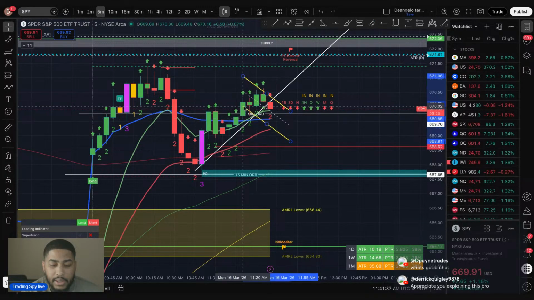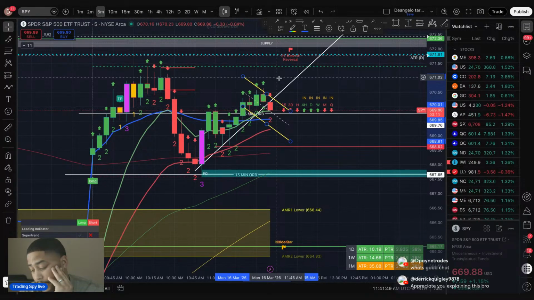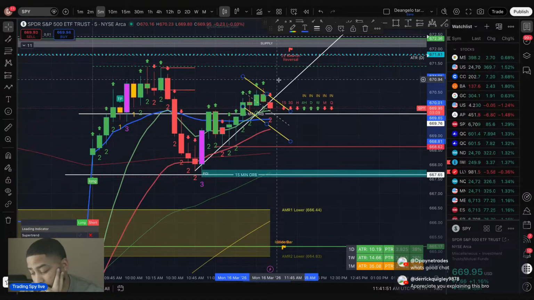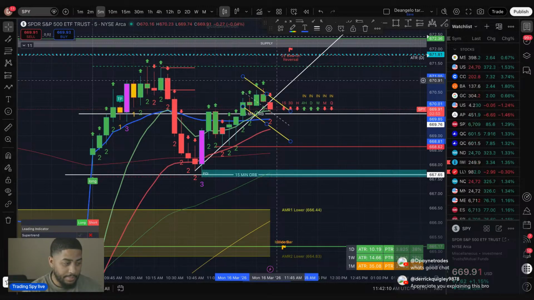I need to see buyers stepping up off of this. Okay, now we just got a 9 EMA touch. All right. So let's see if we can see buyers step in and buy back up off of here. I'm only up 1.57%. It's crazy that we're just barely above the RB. 942. Barely above the 15-minute RB.